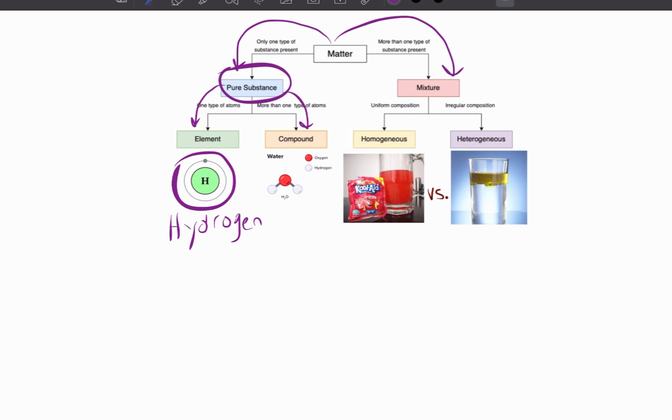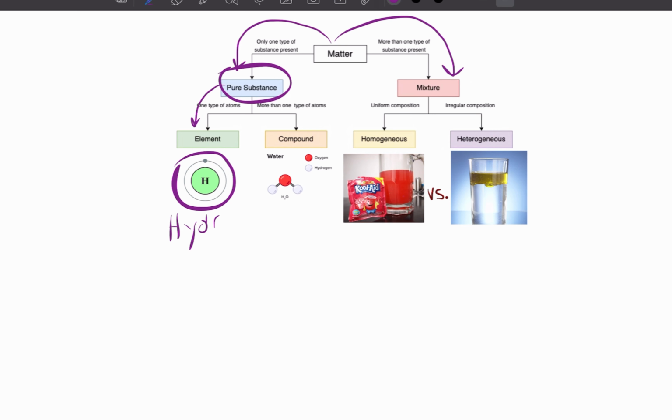So again, matter can be a pure substance, and matter can be an element or a compound. And a compound is when we have two or more elements together. So down here we have water, right? And what is water made of? It has an oxygen and two hydrogens. This creates a compound because we have the element oxygen, and then we have two elements of hydrogen making water, which is a compound. And then to our left, we have hydrogen by itself. That is a single element, okay?